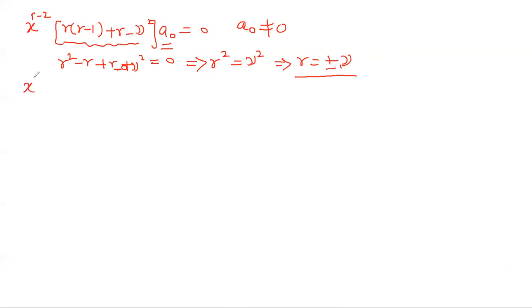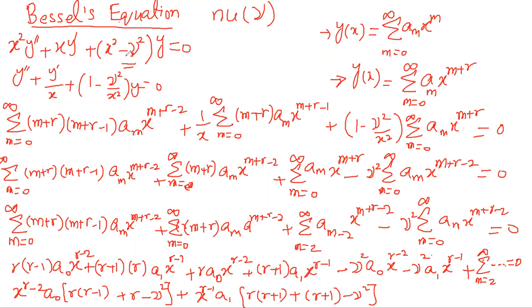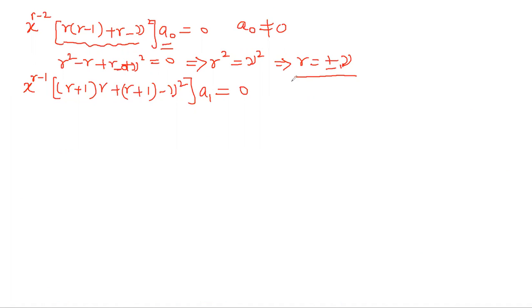And then from the second one, x power r minus 1, we get r into r plus 1, plus r plus 1, minus nu square, into a1, that should be equal to 0. Now we know that a naught should not be 0, and the value of r is plus or minus nu. And what is nu? Nu was the part of Bessel's equation. So nu has a finite value. For example, if we consider r is equal to nu, which is not equal to 0, then r1 is equal to nu and r2 will be equal to minus nu.